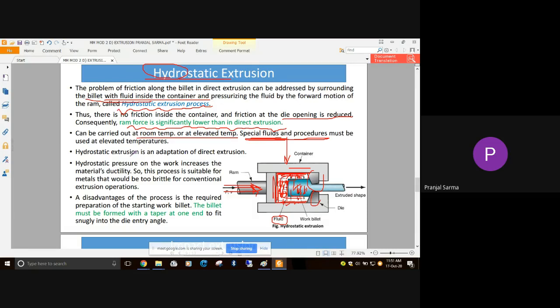And as you can very easily see, it's nothing but an adaptation of direct extrusion, but here direct contact is not there. Just like in direct extrusion, here also the ram movement direction and the extruded part movement direction are the same. So it's a kind of adaptation of the direct extrusion process. But very easily all of you can see that there will be some problem here also. So what is the problem?